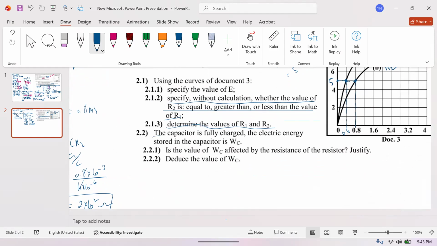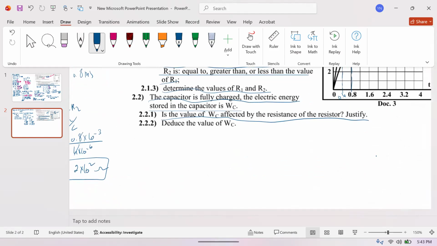Now, the capacitor is fully charged. The electrical energy stored in the capacitor is WC. Is the value WC affected by the resistance? When they ask you if things affect each other, you have to think in terms of the formulas. What is the formula for the stored energy in a capacitor WC? It's half C UC squared.